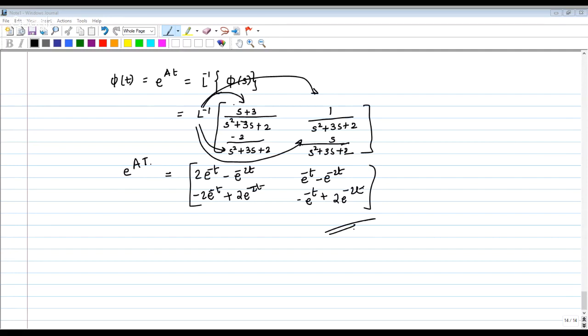Yeah, so that's all from state space. I think that is sufficient. The rest of the problems I will solve and send as scanned notes on WhatsApp.